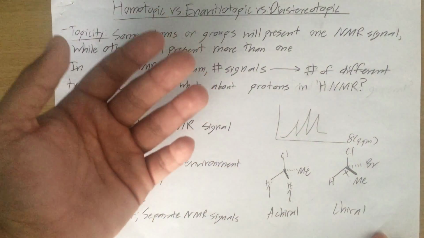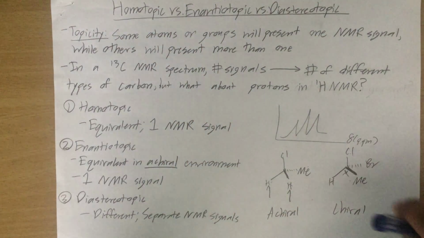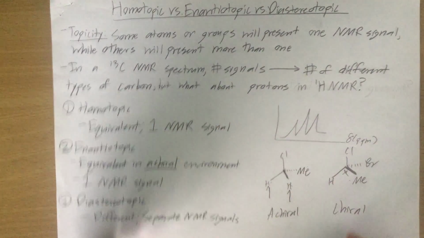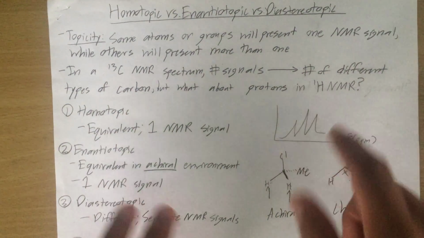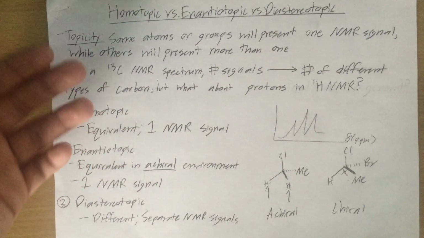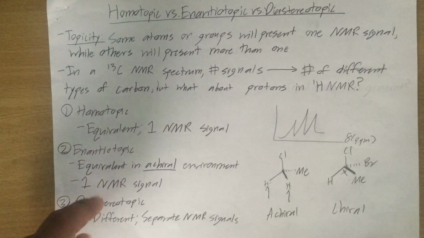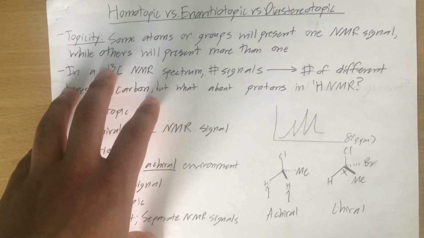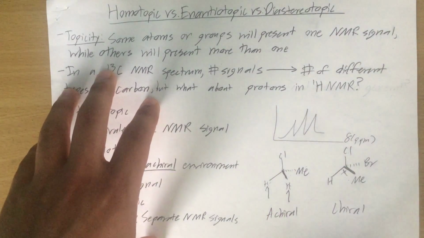Because in order to find out the final structure of your organic compound in question, you not only use 13C NMR and IR, but proton NMR is also pretty helpful. So if you can find out whether or not your two hydrogen atoms are homotopic, enantiotopic, or diastereotopic, that can help you deduce the structure of your organic compound.